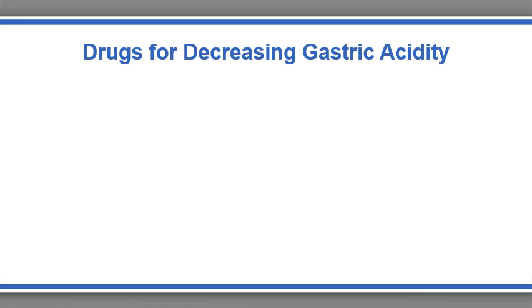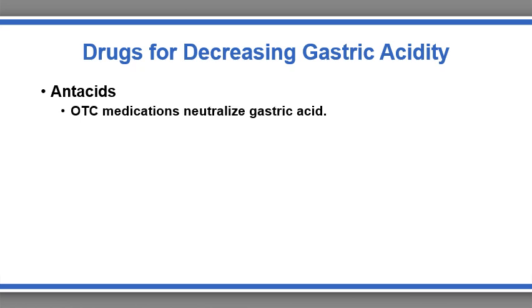A lot of the drugs that are used to treat this are used to decrease the gastric acidity. Probably some of the more common things that we look to treat with are antacids, very commonly utilized, available over the counter. There's various types. Again, look at the different types of antacids described in the book, which have examples. Basically, they're an over-the-counter medication used to neutralize gastric acid.